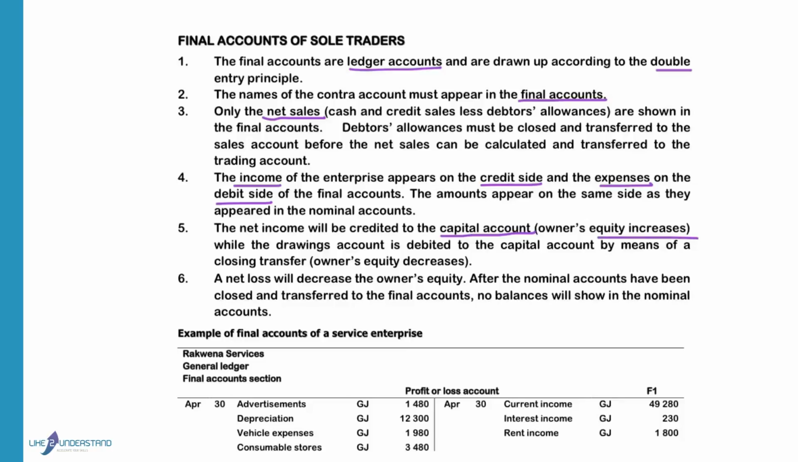The drawings account is also transferred to the capital account, so the drawings account has a debit balance. Therefore, we will debit the capital account and credit the drawings account to complete this closing transfer, to transfer the drawings to the capital account. And net loss will decrease owner's equity. So after the nominal accounts were transferred, all the balances in the nominal accounts are closed and there will be no balances in the nominal accounts.